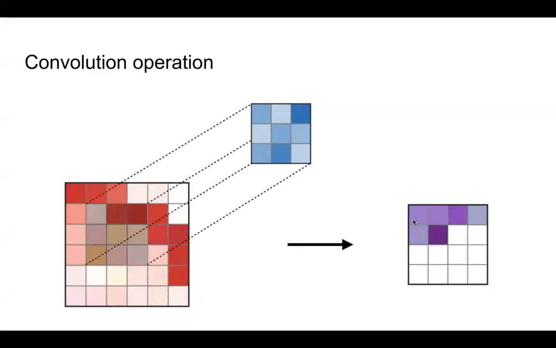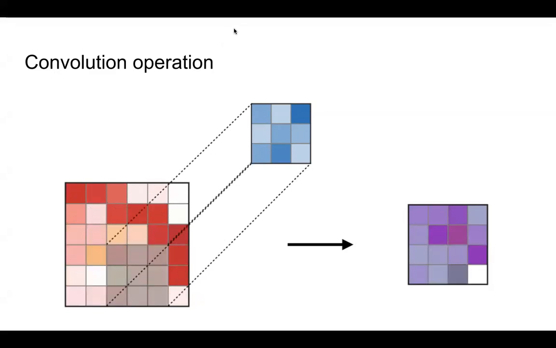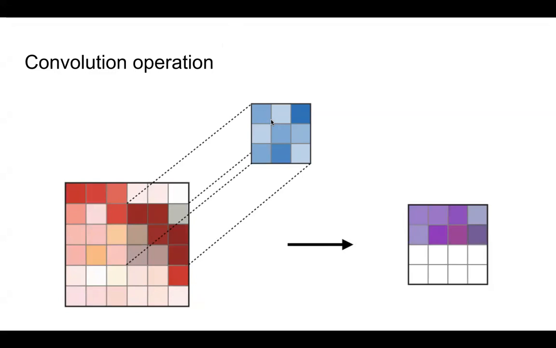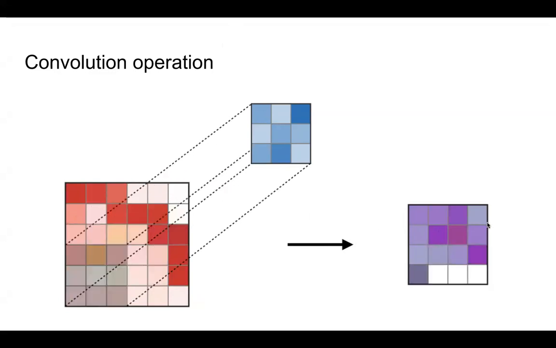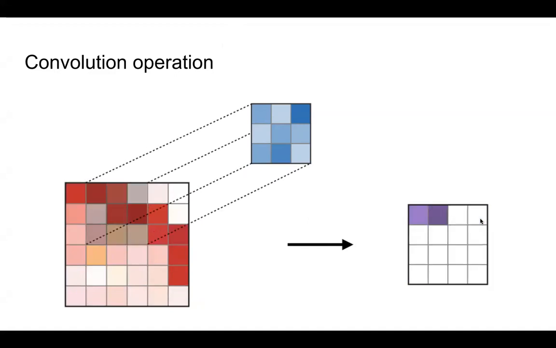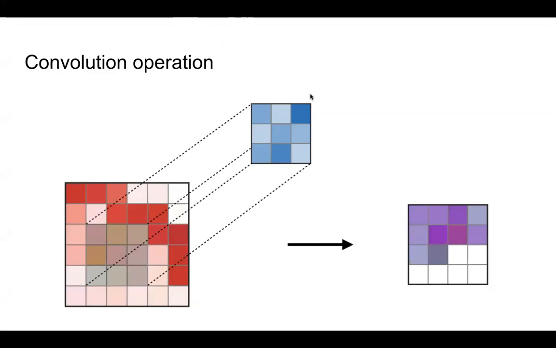So if the input image is of size n cross 3, and your filter size is 3 cross 3 cross 3, the result you will get will be 2D. It's not going to be 3D because everything is added, so the 3 is cancelled.